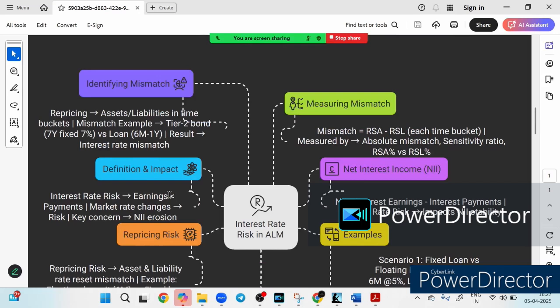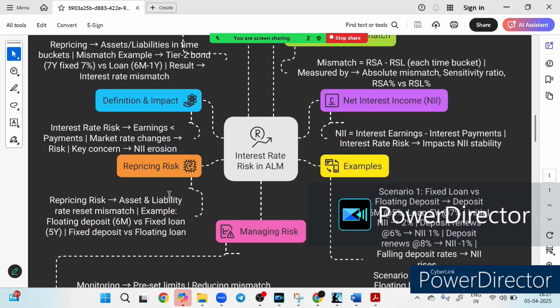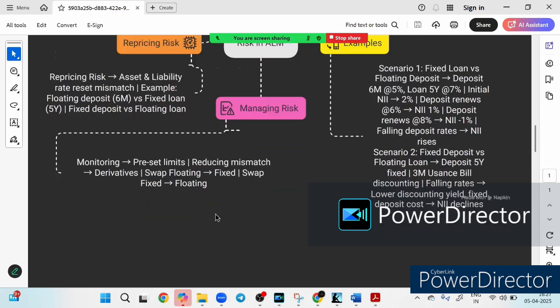First of all, we understand what is mismatch. How do we identify the mismatch? How do we measure the mismatch? What is repricing risk? What is the impact of repricing risk? We have taken one example. What is NII? We have taken one example to understand that either we have the case of fixed deposit, or we have the case of fixed loan. Both cases are exposed to the net interest income risk. And finally, we deal with how to manage the risk. That's it, right? I hope that makes sense to you.